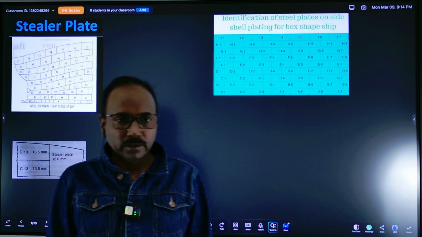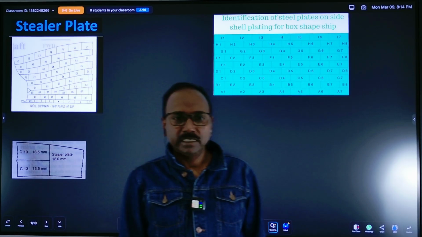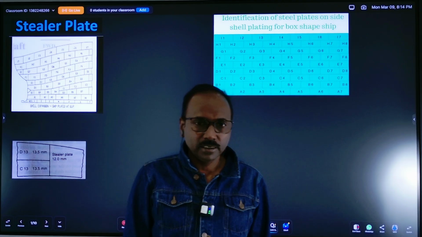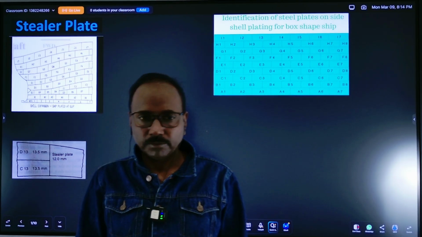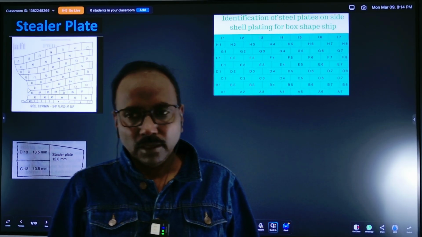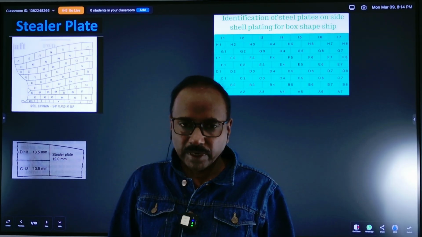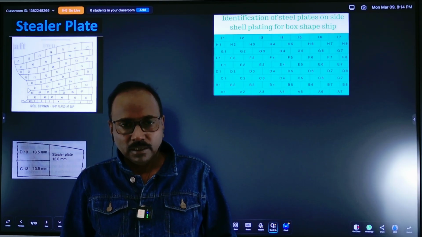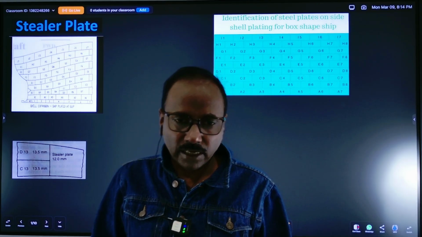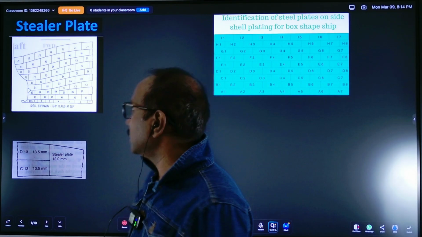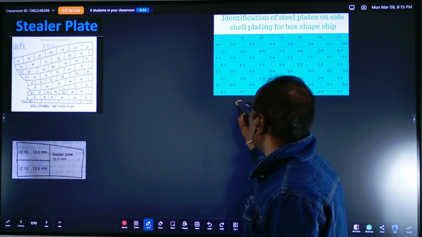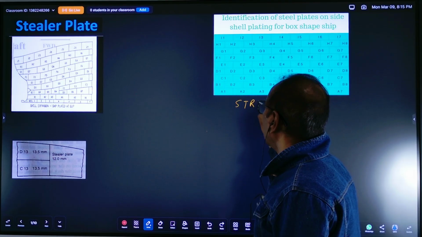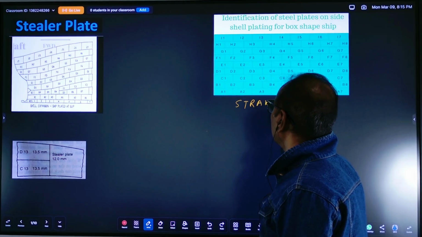Let us look into how the Stealer plate has been defined in the ship's construction. Before going to Stealer plate, we should understand what is a strake. Strake.